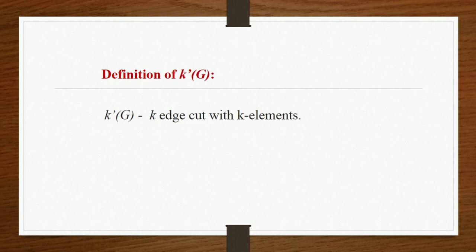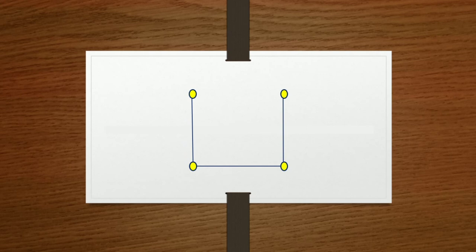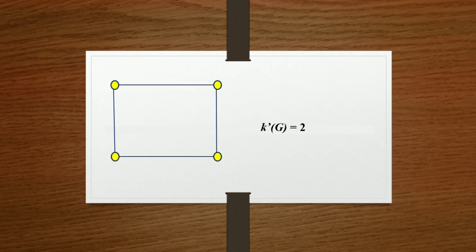And similarly, we can define κ'(G), which is nothing but the k-edge cut with k elements. For example, in this graph G, let us remove the edges one by one to get the disconnected graph of G. κ'(G) equals 2 since removal of 2 edges disconnects the graph. With the above definitions, we are clear about the vertex and the edge cut of the graph.